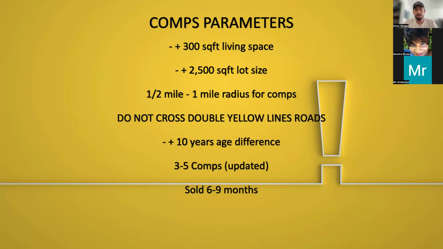Comparing apples to apples is basically looking at your property. If it's a 1960s home, you want to look at a 1960s home. If it's two levels, make sure that you're pulling comps for two-level homes. Don't pull comps for one-level homes whatsoever. So again, you're matching it up apples to apples.